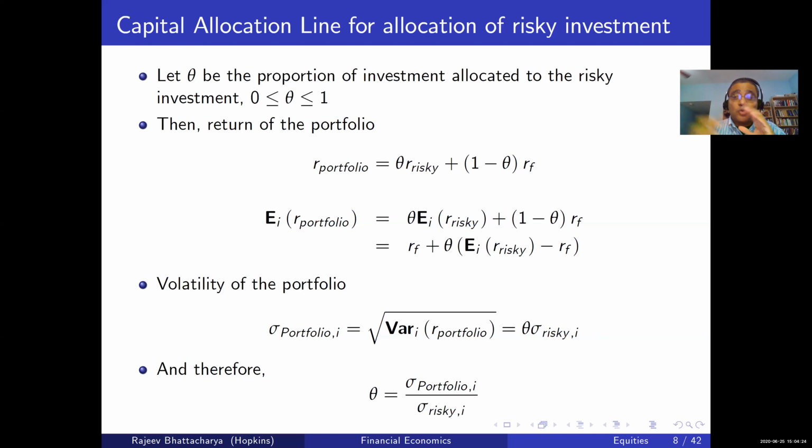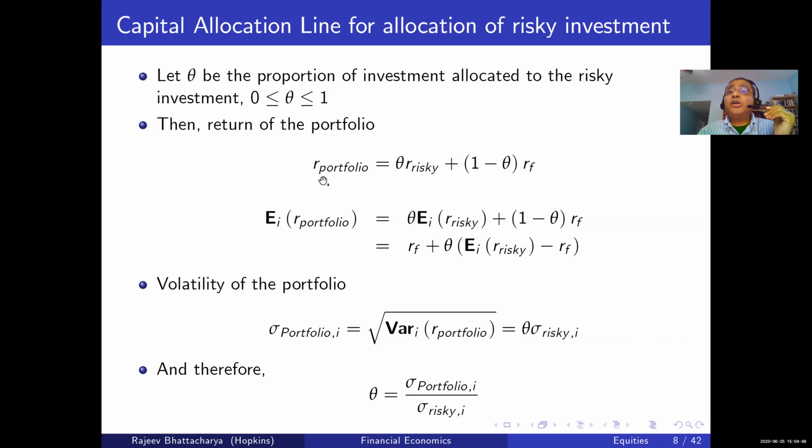These are the nuances that you need to get to in order to actually work with the real world, to make the translation from theory to the real world. All right. So for 1 minus theta times RF, the variance of that is 0. The standard deviation, therefore, is also 0.